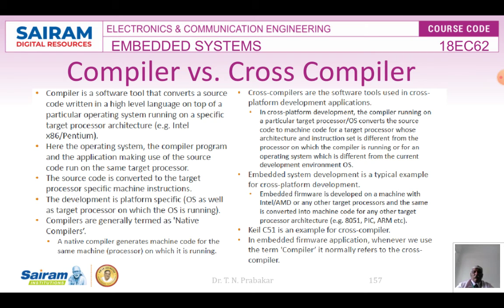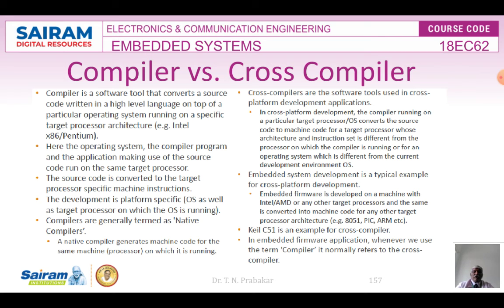I think we will just go through, right? Instead of comparing this point by point, we will just go through what the points are so that you can get an idea about this. The development is platform specific, right? Which OS we are going to use depends on that compiler. For example, the C compiler will be different for Windows OS, Linux OS, or whatever OS that you use, right?